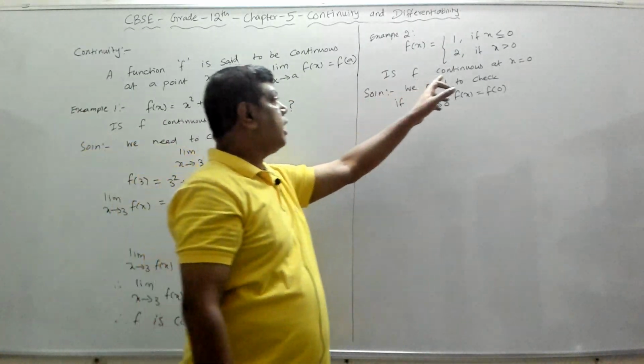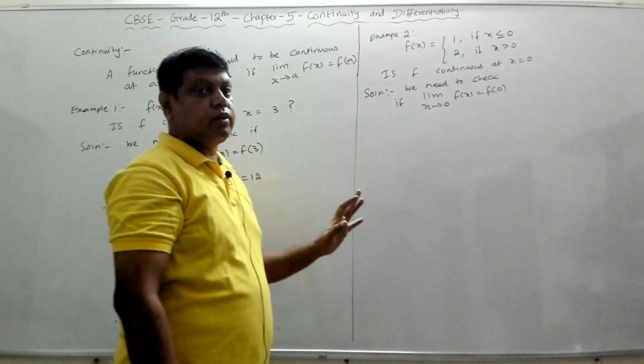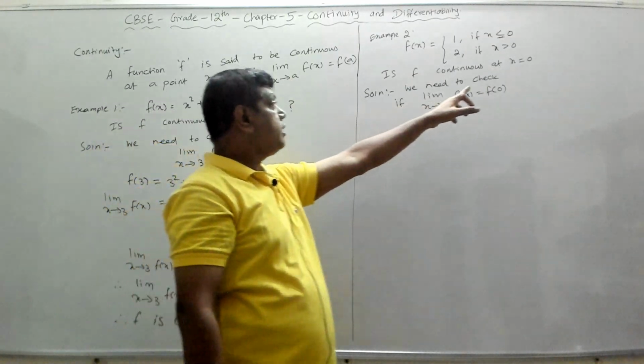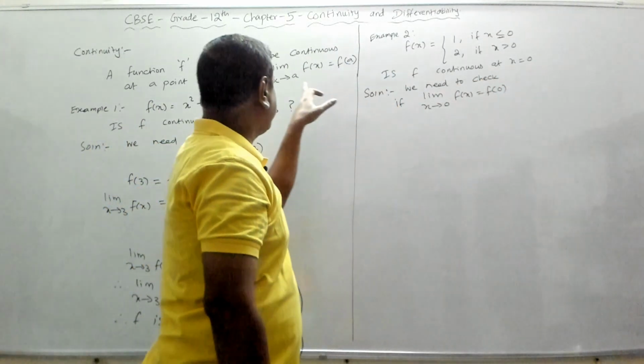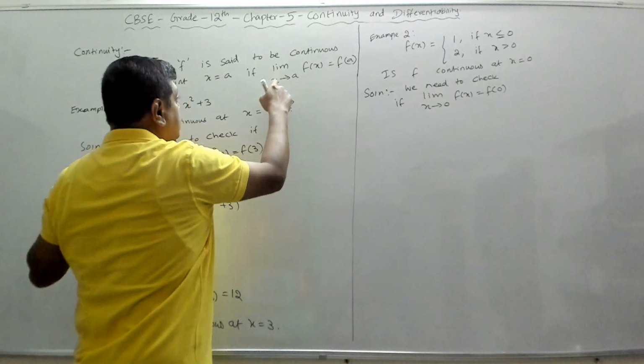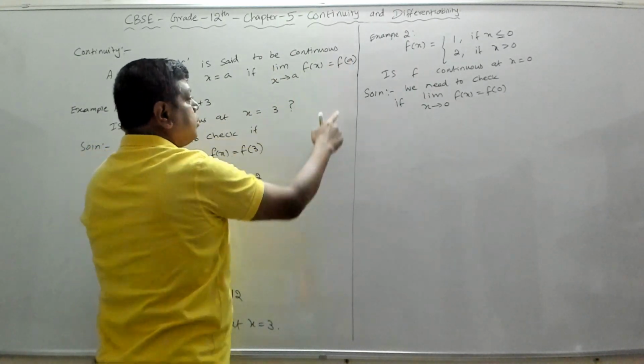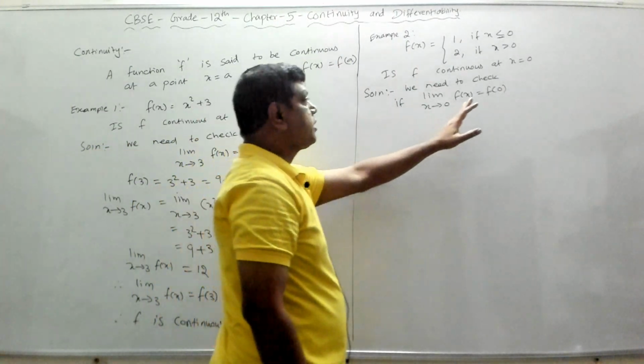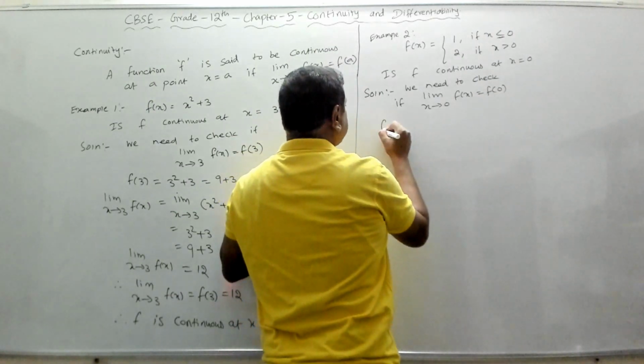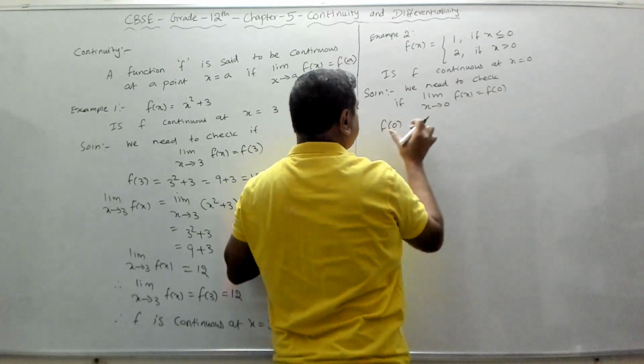To check at x equal to 0 whether f is continuous, we need to put the value of a here as 0. So this definition will become limit x goes to 0, f of x equal to f of 0, because a is 0. So we need to check this condition. Now what is f of 0? Let's calculate what is f of 0. This is easy to calculate.